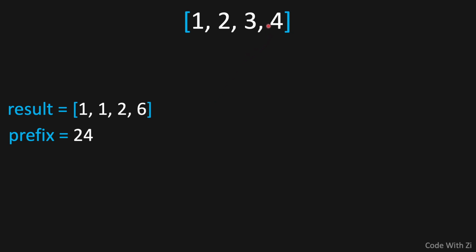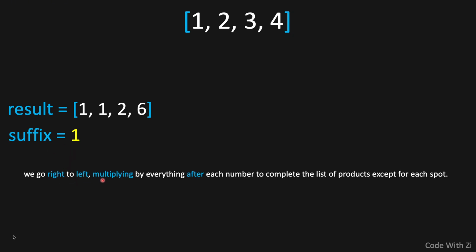We first calculate the product of all of the numbers that come before our number, and then we calculate the product of all of the numbers that come after our number. To do that, this time we're going to have a variable called suffix, and it's going to be really similar. It's going to be initialized to 1, and then we go from right to left, multiplying by everything after each number to complete the list of products except for each spot.